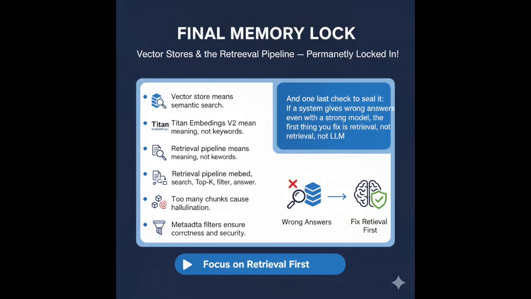Final memory lock. Vector store means semantic search. Titan embeddings v2 mean meaning, not keywords. Retrieval pipeline means embed, search, top K, filter, answer. Too many chunks cause hallucination. Metadata filters ensure correctness and security. And one last check to seal it. If a system gives wrong answers even with a strong model, the first thing you fix is retrieval, not the LLM. That's vector stores and the retrieval pipeline, permanently locked in.